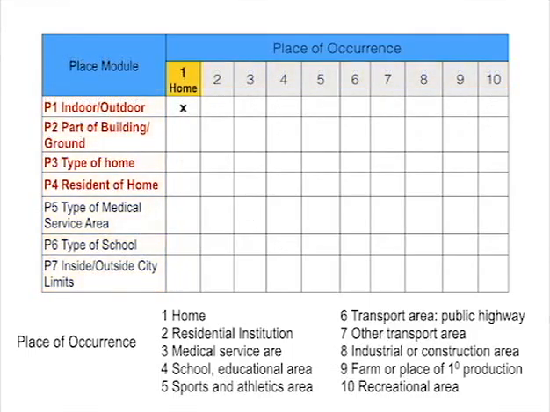For example, in the place of occurrence home, details of the following elements of the place module are added, such as P1, did it occur inside or outside the house? P2, what part of the home did the injury occur? Was it in the bathroom, kitchen, bedroom? P3, what type of home was it? Was it a detached house, apartment, boarding house? And P4, who is the occupant of the house when the injury event occurred? For example, the injured person had an injury in his own home. The injured person had an injury while visiting a friend's house.